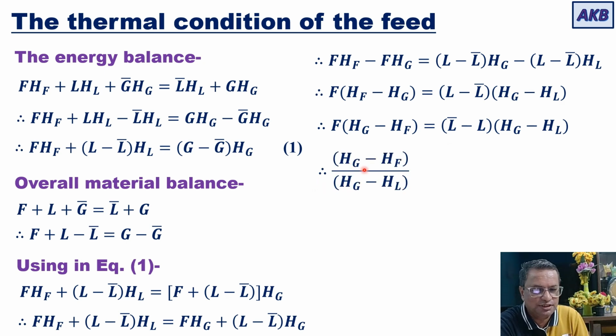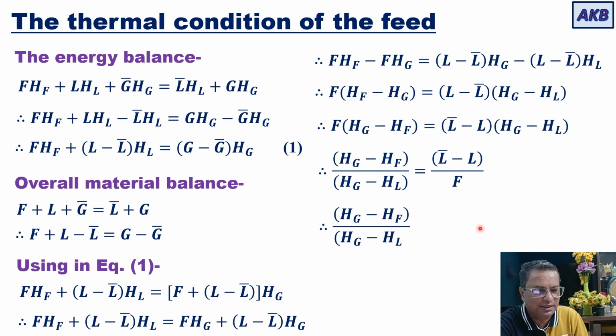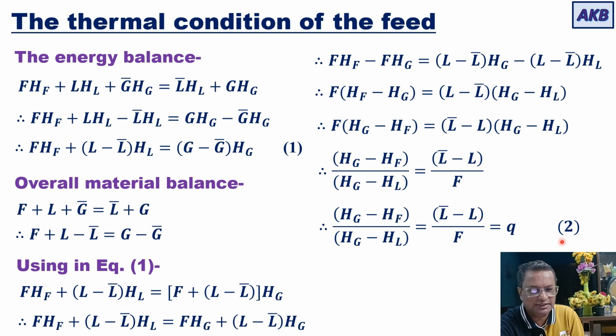Further, I will rearrange and get this equation: (Hg minus HF) divided by (Hg minus HL) is equal to (L bar minus L) divided by F. And this ratio I'll denote by a parameter, and that parameter is Q. So now we have (Hg minus HF) divided by (Hg minus HL), that is equal to (L bar minus L) upon F, that is equal to Q. And now I am calling this equation number 2.